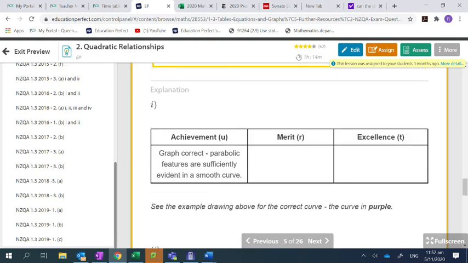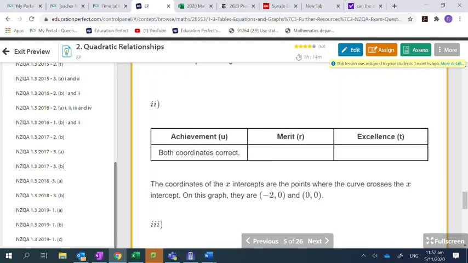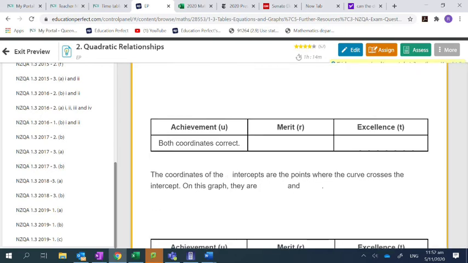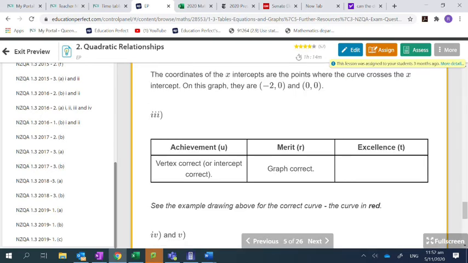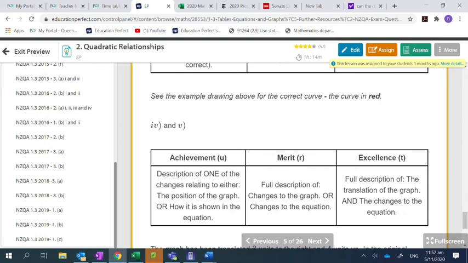Oh, that's just 1 U for the 1. Both coordinates are correct. That gives you another U. So that's the 2 U's you need for this question to get it achieved. Lovely. Okay? Then, if you draw that correct graph for the second one, there's a merit. And then if you describe it, that's an excellent. These are from past tests.